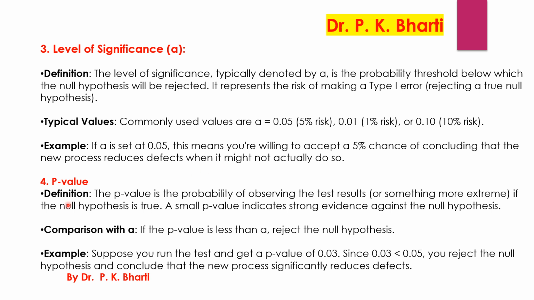P-value. The p-value is the probability of observing the test results or something more extreme, if the null hypothesis is true. A small p-value indicates strong evidence against the null hypothesis. Comparison with alpha: if the p-value is less than alpha, the null hypothesis is rejected. For example, if we run the test and get a p-value of 0.03, while the alpha we have taken is 0.05, since 0.03 is less than 0.05, we will reject the null hypothesis and conclude that the new process significantly reduces defects.